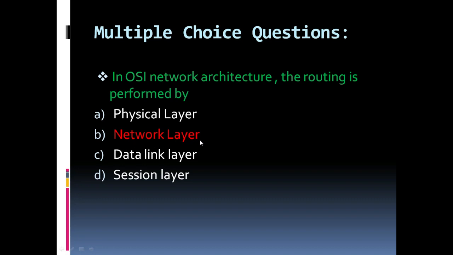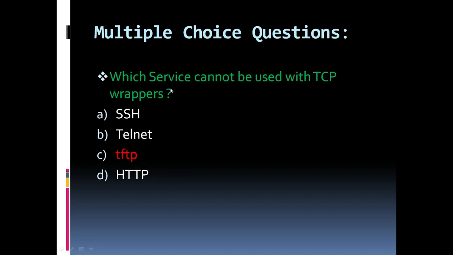Next MCQ. Which service cannot be used with TCP wrappers? Option A SSH, option B Telnet, option C TFTP, option D HTTP. Answer is TFTP.